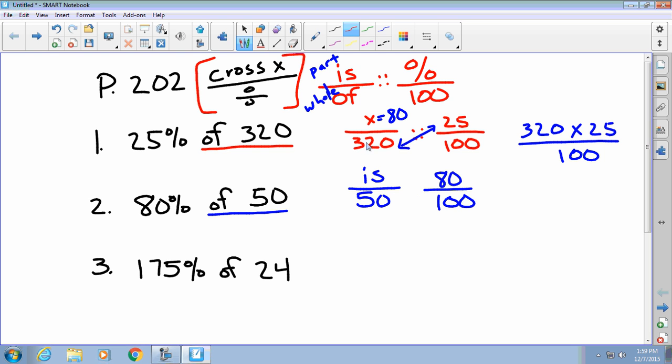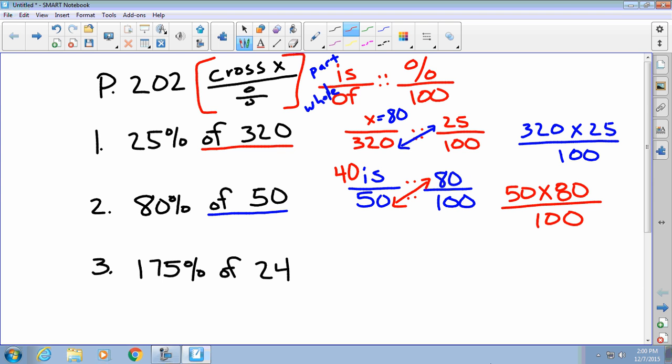Again, we got to multiply 80 times 50 divided by 100. 50 times 80 is 4,000. 4,000 divided by 100 would be 40. 40 over 50 is the same as 80 over 100.